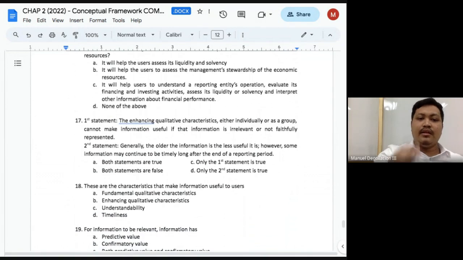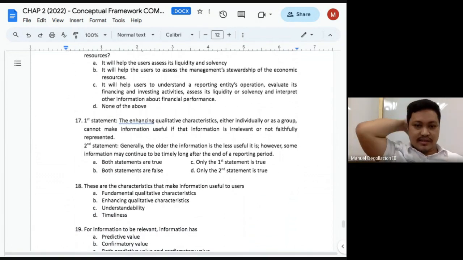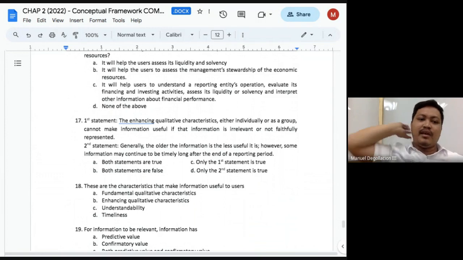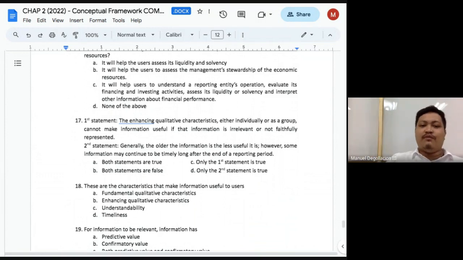Number 17, the enhancing qualitative characteristics, either individually or as a group, cannot make information useful if that information is irrelevant or not faithfully represented. By the way, what are your fundamental qualitative characteristics? Relevance and faithful representation. Our mnemonic would be FR. For some reason, FR can be remembered more easily than RF.